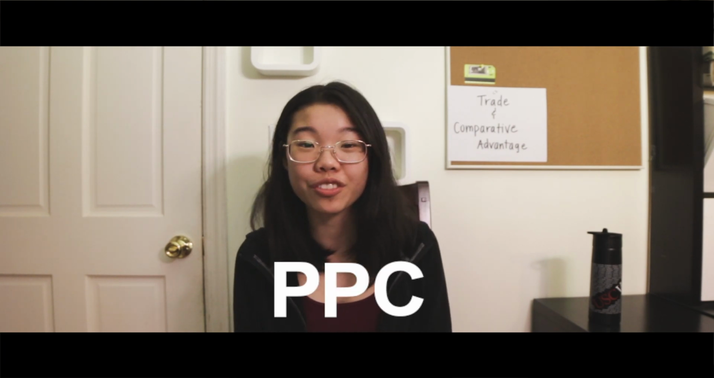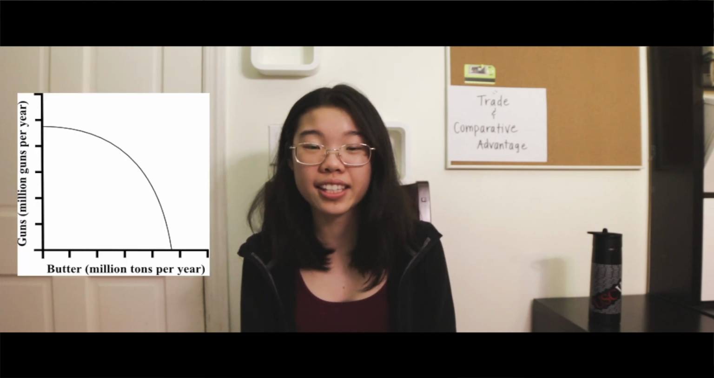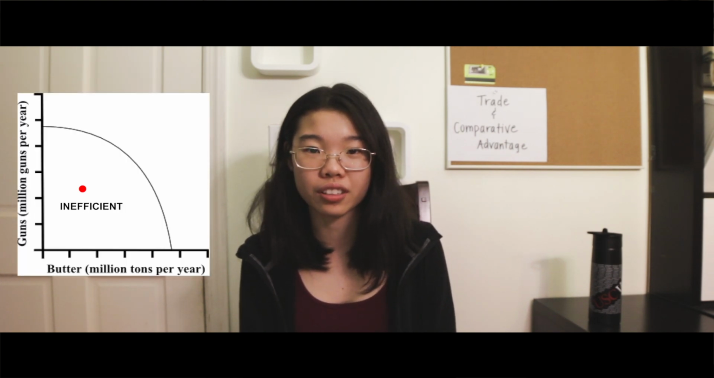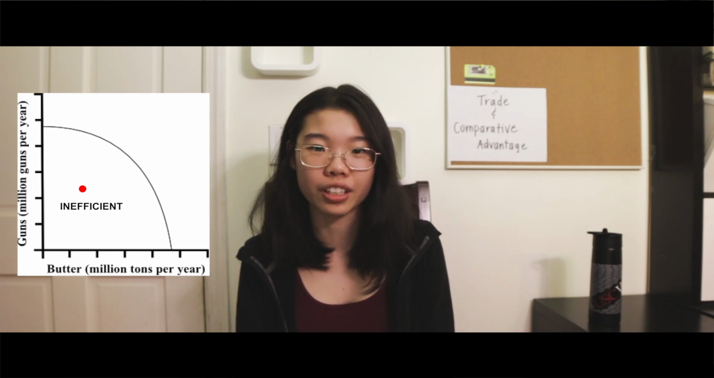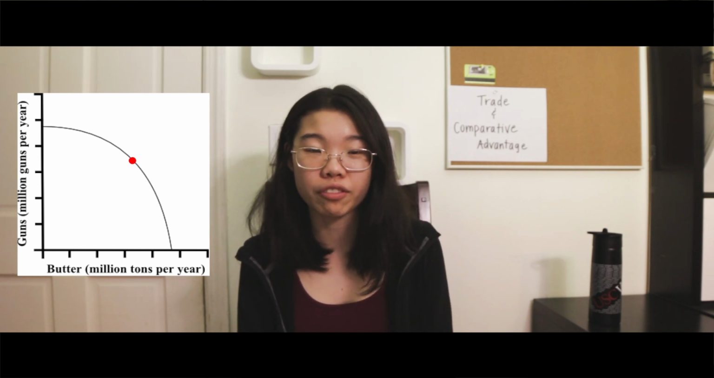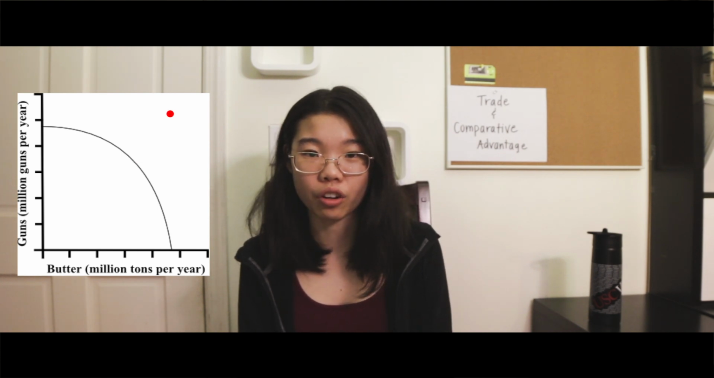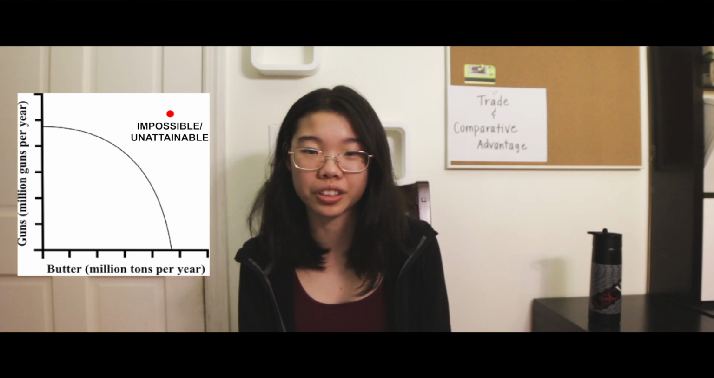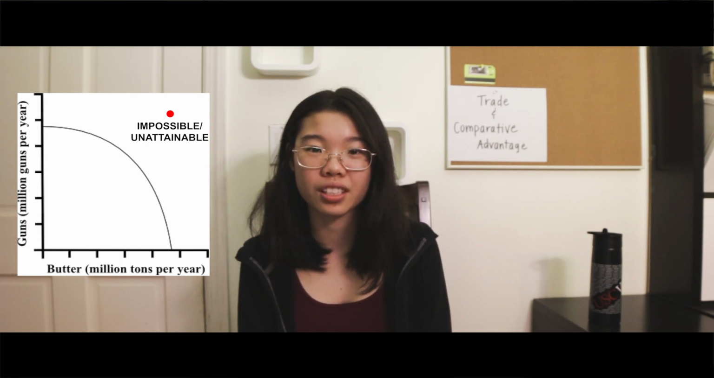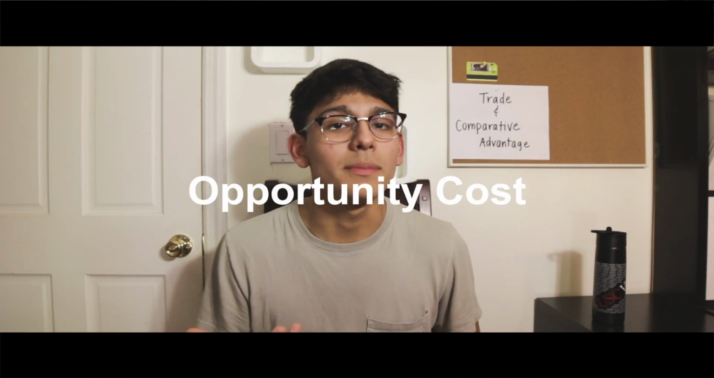A key graph in this unit is the PPC graph, which stands for Production Possibilities Curve. This graph shows the different combinations of two goods that can be produced using full employment of resources. Any combination inside the curve is considered inefficient because resources are not used to the fullest. Being on the curve equals efficiency because you are using your resources to the fullest. Being outside of the curve is a combination that is impossible since you do not have enough resources to produce that combination. Before we move on, we should explain the concept of opportunity cost.